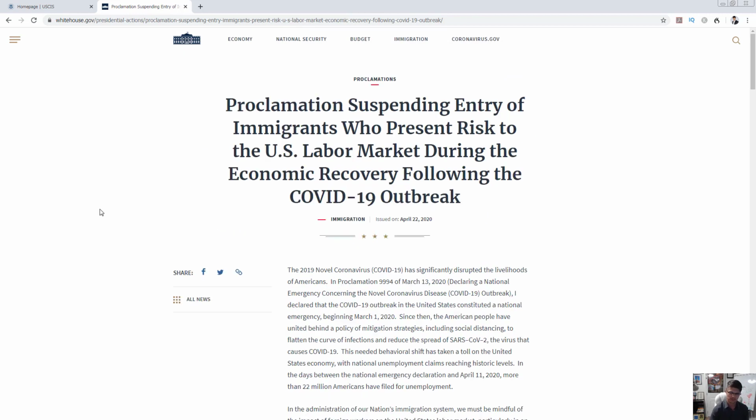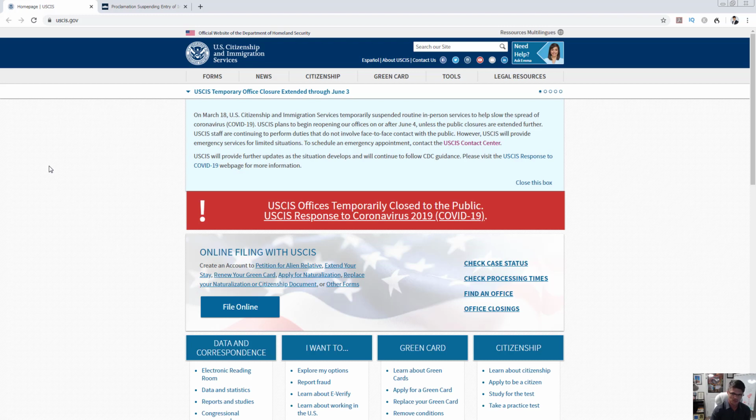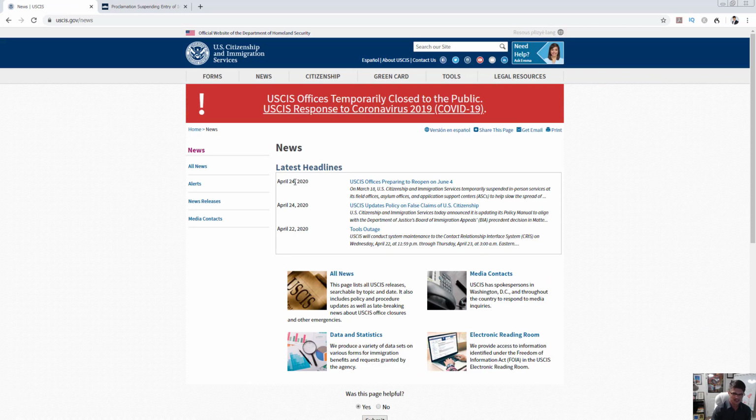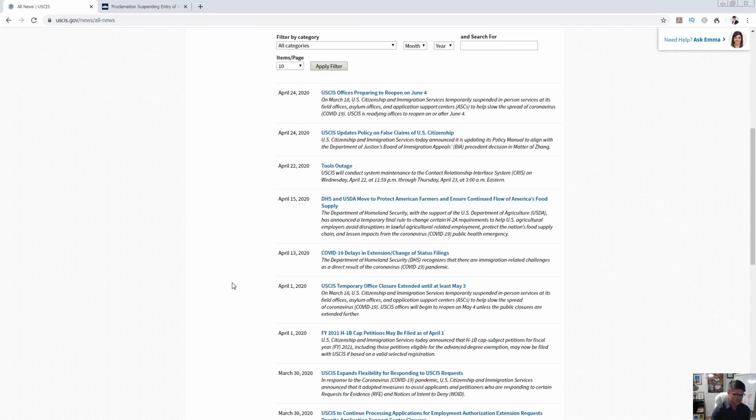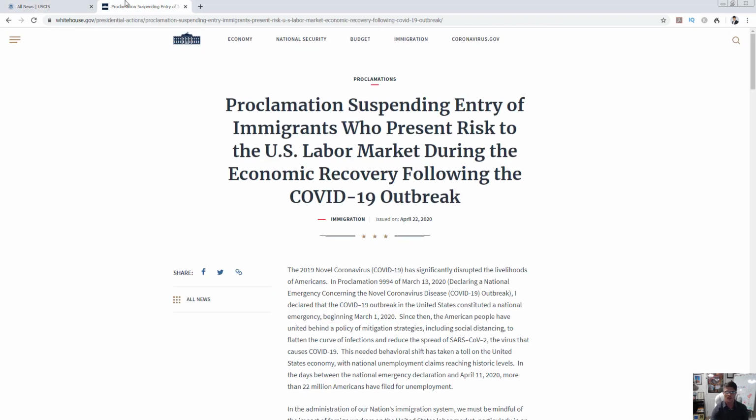But here I wanted to point out another website that I always talk about, which is uscis.gov, again an official government website for US Citizenship and Immigration Services. All of the important information regarding processing of applications, the closures of offices and stuff like that, you can find here. Everything that is happening in legislation in the government that is related to the immigration process can be found here, and you can just go to the news section and you will see the latest headlines. Just click all news, and it's going to be here by date, showing what is going on. So let's go back to this proclamation.